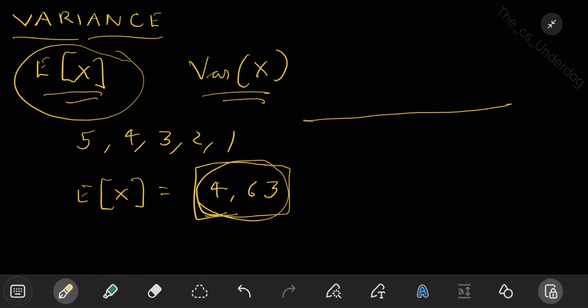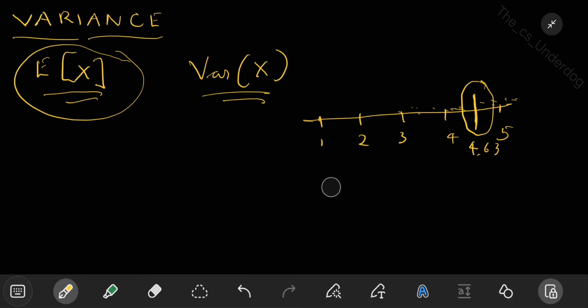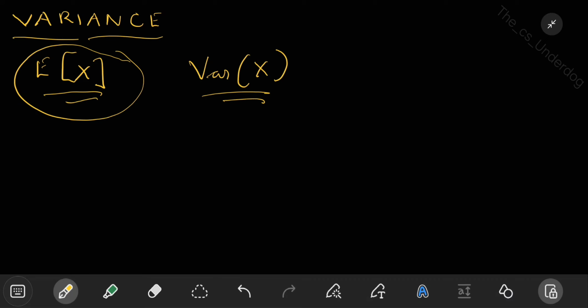Let us say there is a scale where you have values 1, 2, 3, 4 and 5, and your expected value is somewhere here. It is 4.63, right? You want to see how your different data points spread from your mean value, how much the values in the data set deviate from the mean or expected value. This is what you want to find. And for this, the measure used is called variance. So this is how variance is defined. It is the expected squared deviation from the expected value.